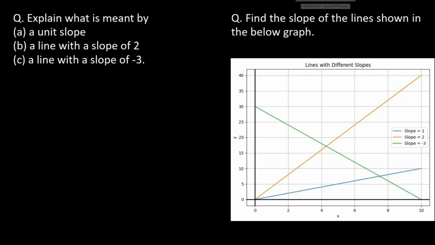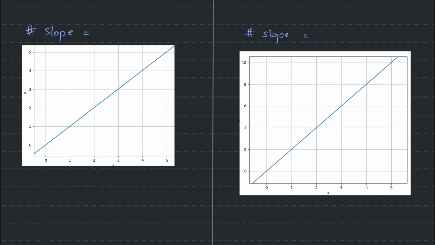So let's look at a few questions to better understand the concept of slope. Explain what is the meaning of a unit slope. Let's recap all of this. Unit slope, first of all, slope is what? Slope is rise by run. So if this is unit, this is 1, what does that mean?